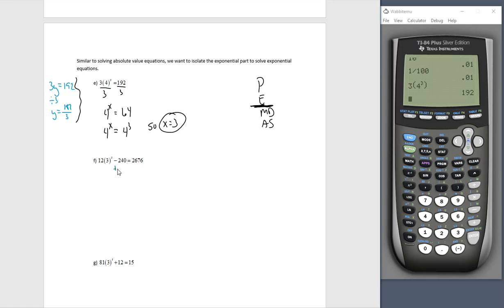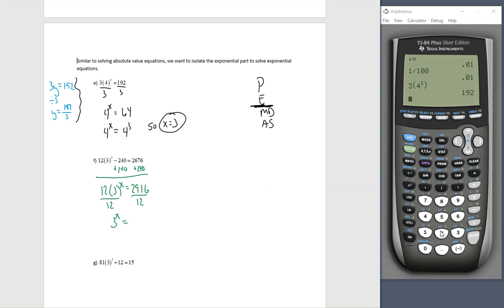Let's add 240 to both sides. We want to isolate our exponential part. That's 12 times 3 to the x equals 2,916. But the exponential part isn't isolated yet, and since that exponent is messing with the 3, I can't multiply yet. I cannot multiply 12 times 3 because the 3 has baggage, and the 12 knows better. So we're going to divide both sides by 12.